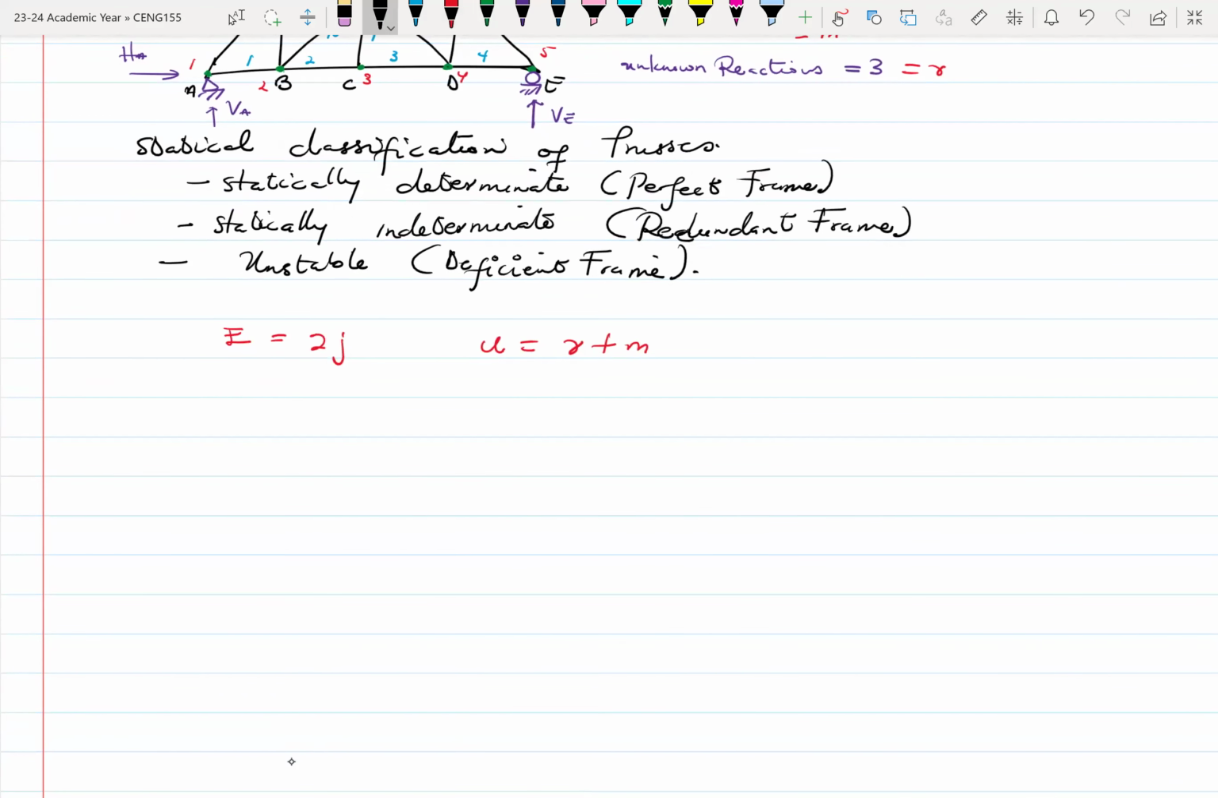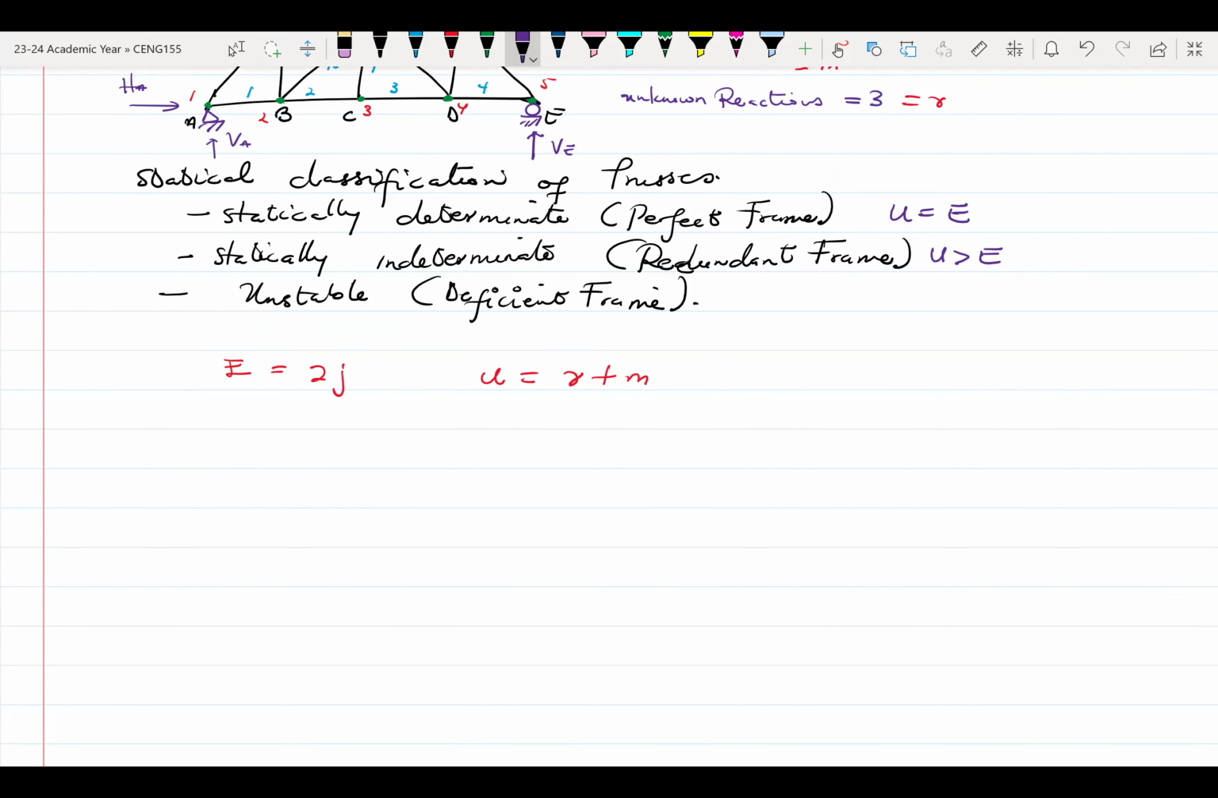All right. So when E equals U, sorry, E equals U, not J, then the frame is statically determinate. When U is more than E, then it's statically indeterminate.